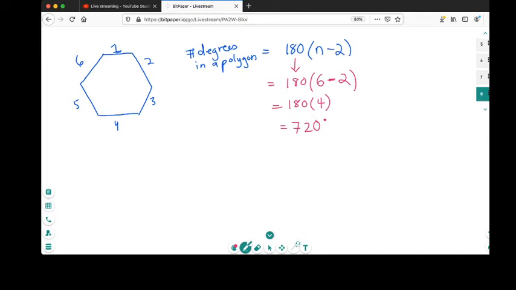Okay. So again, this rule basically tells us the sum of the interior angles. Because again, if I was to add all these angles up in the hexagon, they would equal 720 degrees. The same way that when you add up all the interior angles of a triangle, they equal 180 degrees. So why is this really, really important?